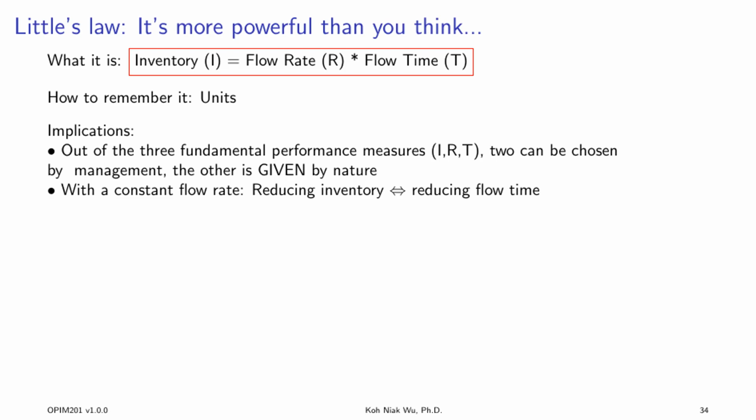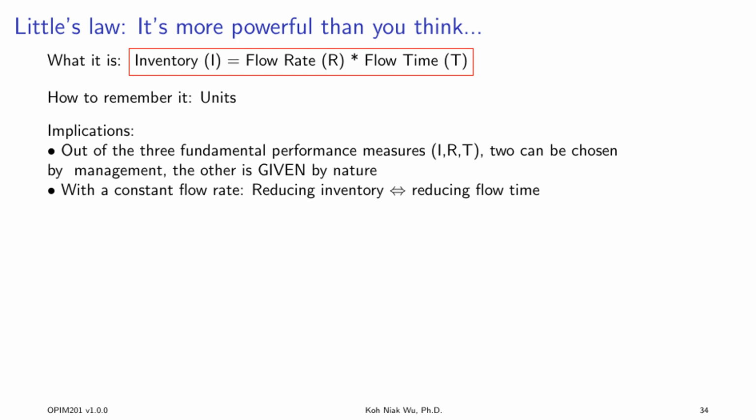Little's law is a fundamental principle in operations management. It states that inventory I equals flow rate R multiplied by flow time T. To remember this law, focus on the units involved. Inventory is measured in items, flow rate in items per unit time, and flow time in time. This connection helps reinforce the relationship. Little's law highlights that out of the 3 fundamental performance measures, inventory, flow rate and flow time, 2 performance measures can be controlled by management. The third is determined by the nature of the system.